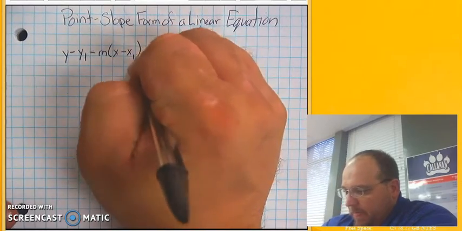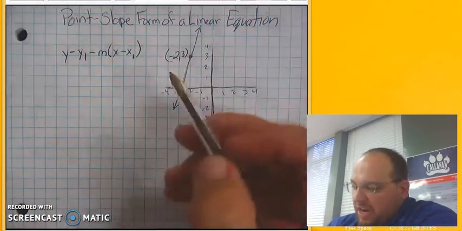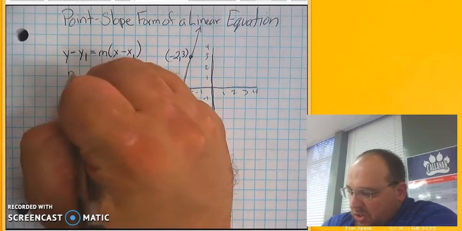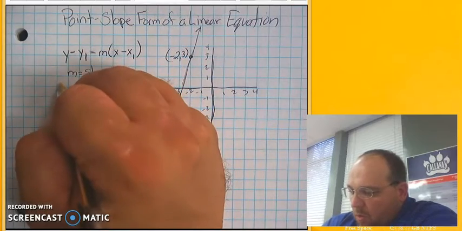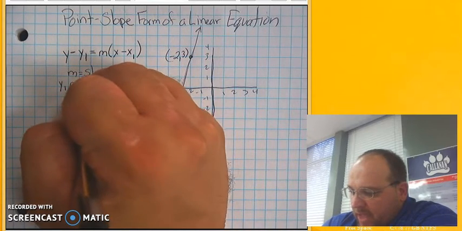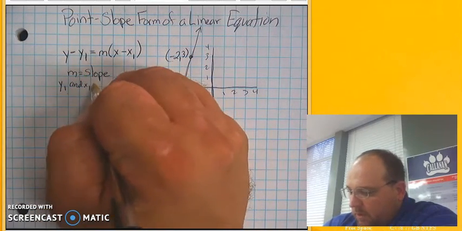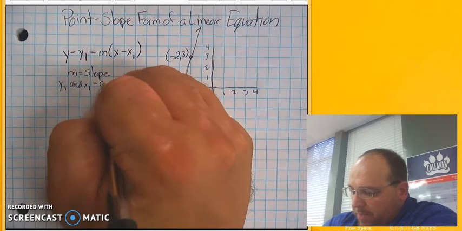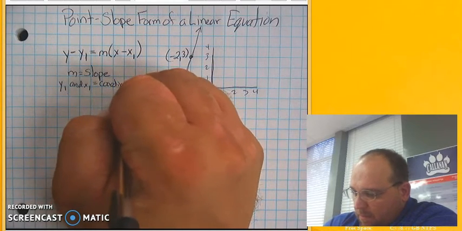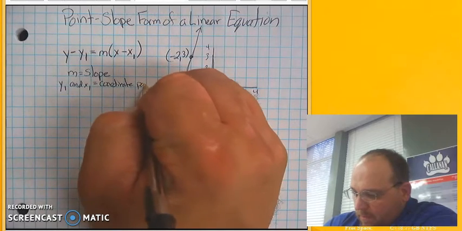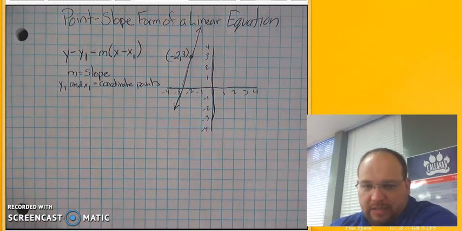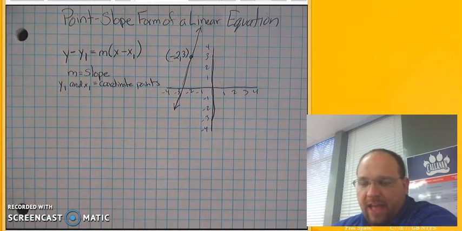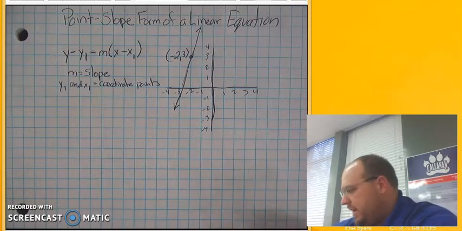All right. What you need to understand is that m is your slope, and y1 and x1 are coordinate points. Okay, we're going to use those coordinate points and that slope, and we're going to write an equation for that linear line. So let's go ahead and look at an example.